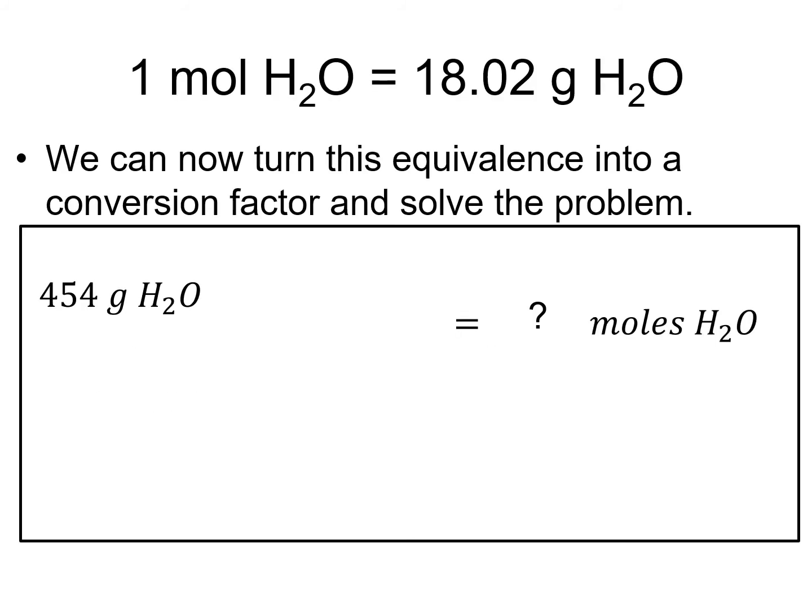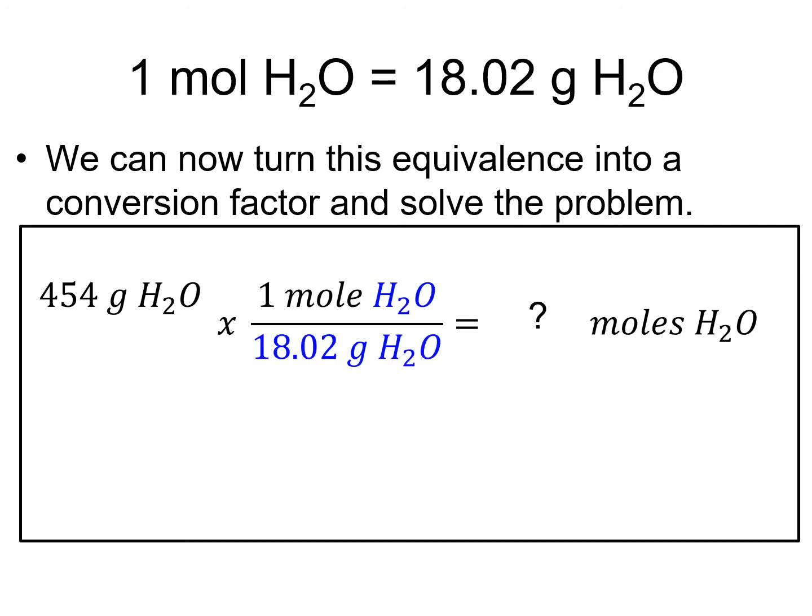So I'm going to take this equivalence and turn it into a conversion factor that is specific to my problem. And this time I want molar mass in the denominator. So 18.02 grams of water equals 1 mole of water. Now I can see that the grams of water on top and the grams of water on bottom are going to cancel each other. And I'm left with 454 times 1 mole of water over 18.02. You can either stop the video now or keep going to get the result and then verify it for yourself later, but I'd like for you to practice in your calculator.